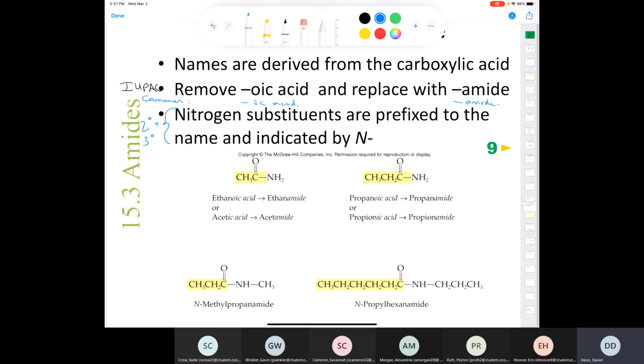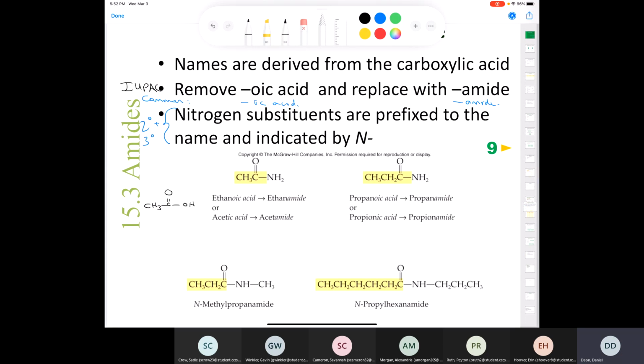Now, you might be like, what are you talking about, Mr. Dan? Well, I promise you that once you see it, it's going to become abundantly clear. Take a look at this amide right here. If we had this as a carboxylic acid, if we had, instead of a primary amide, our OH group here, this would be called ethanoic acid. So we remove the oic acid and replace it with amide, and it becomes ethanamide. What's the common name of that carboxylic acid? It's acetic acid. So we remove ic acid and it becomes acetamide.